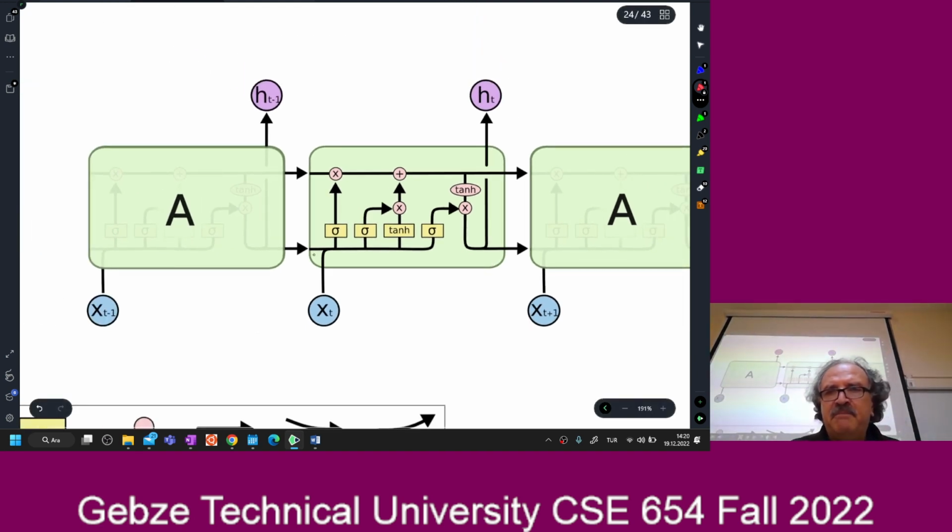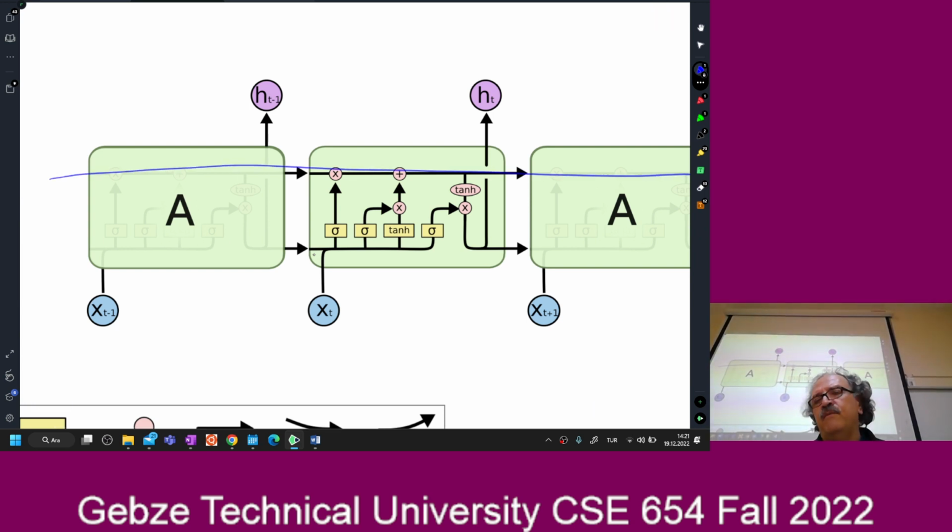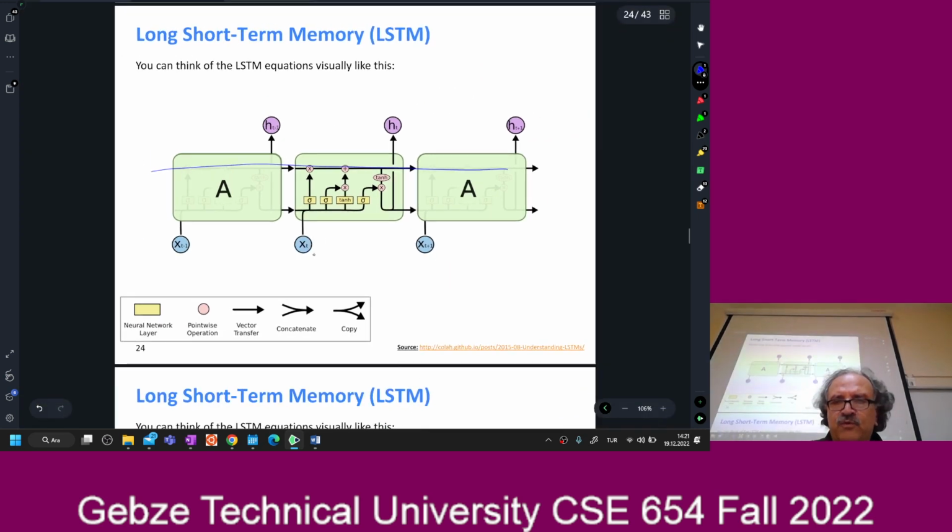So the part that eliminates the vanishing gradient is this line here. That line can go as long as possible without going through any of these gates. And if you are doing the backpropagation, your derivatives will go through at most one gate set, and that will handle most of the vanishing gradient problems.